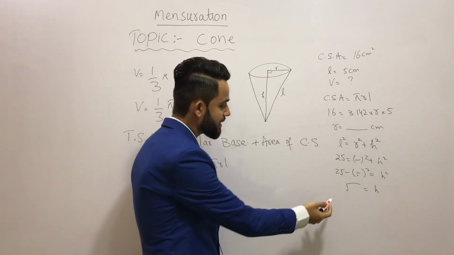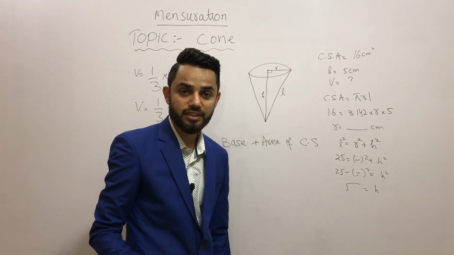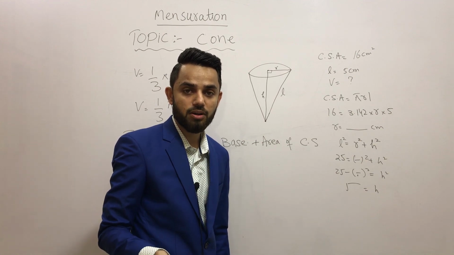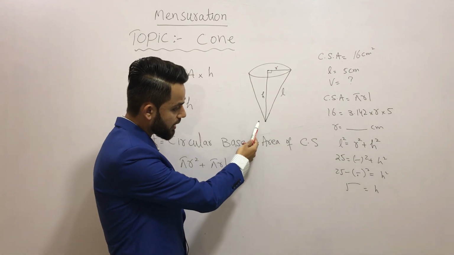Obviously you will get the value of h in plus and minus, and we know that we always ignore the negative value, especially when we talk about the radius and the length. So the length of the cone can never be negative, or the height of the cone can never be negative.